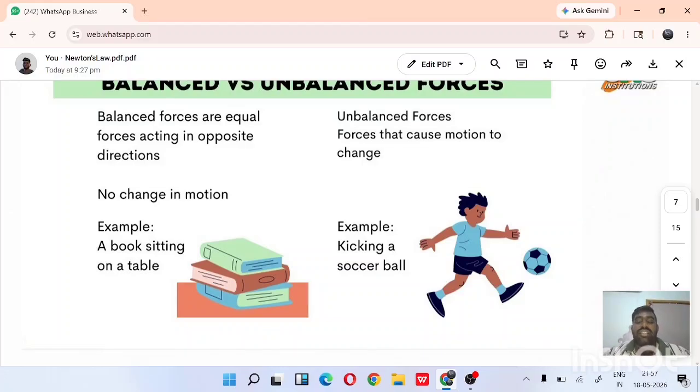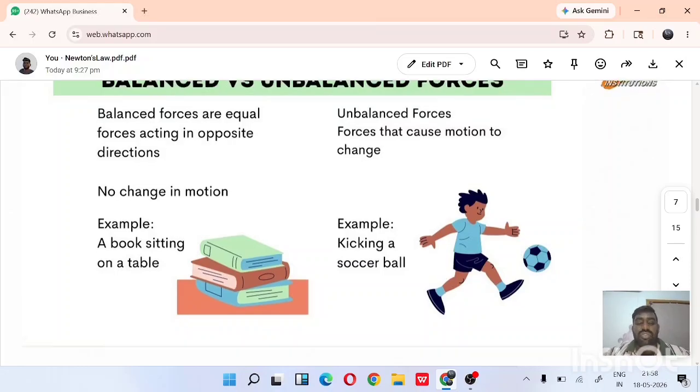Sports importance: sprinting, jumping, swimming, and throwing activities all depend on the action and reaction of these forces.